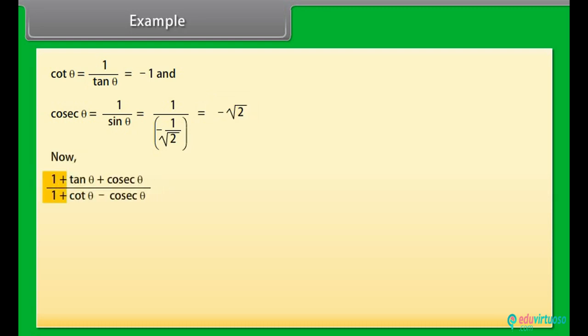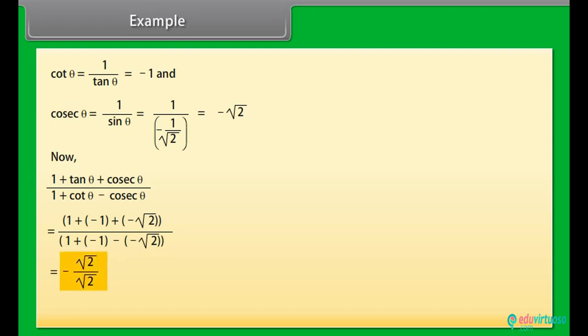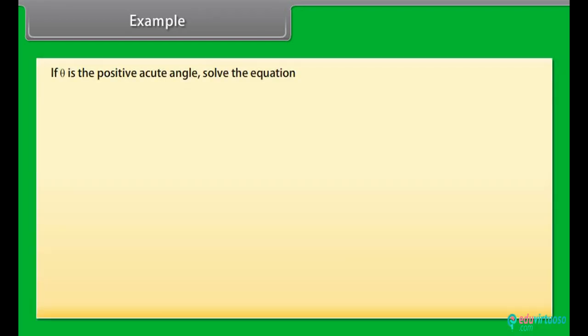Now, (1 plus tan of theta plus cosec of theta) by (1 plus cot of theta minus cosec of theta) is equal to (1 plus minus 1 plus minus of under root 2) by (1 plus minus 1 minus of minus under root 2) is equal to minus of under root 2 by under root 2 is equal to minus 1. Example. If theta is the positive acute angle, solve the equation 4 cos square of theta minus 4 sin of theta is equal to 1.